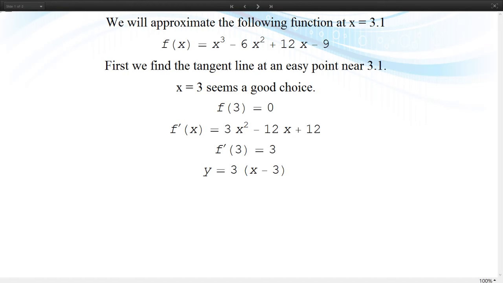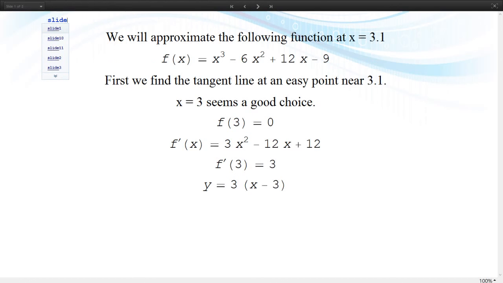So we plug 3 into our function to get our y value. We now know that our tangent line goes through the point (3, 0). We find the derivative of our function, plug 3 into that, so we know that the slope of the tangent line is 3, and we plug the slope and the point into point-slope form, and we get y equals 3x minus 9 as our tangent line. At this point, we've completed the first step of the problem, which is finding the tangent line.